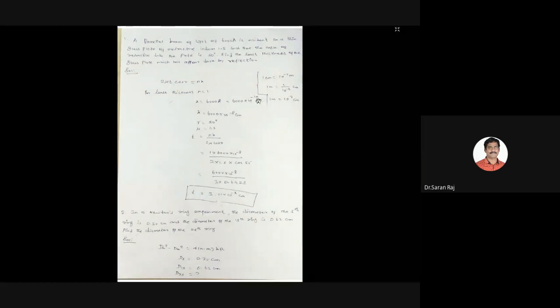So 6000 into 10 power minus 10 into 10 power plus 2. Base same, power added. So minus 10 plus 2 means that is a subtraction: 10 power minus 8. So 6000 into 10 power minus 8 centimeter.